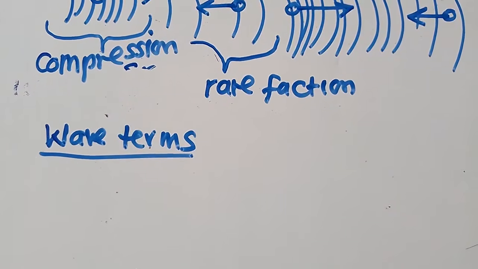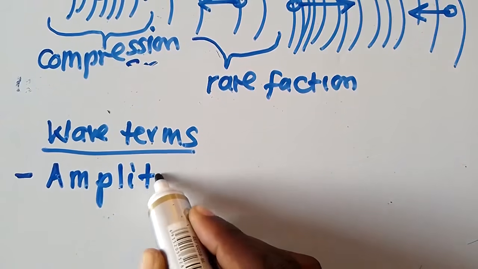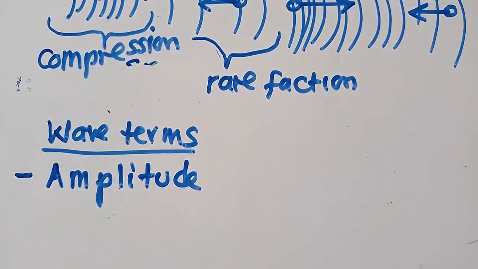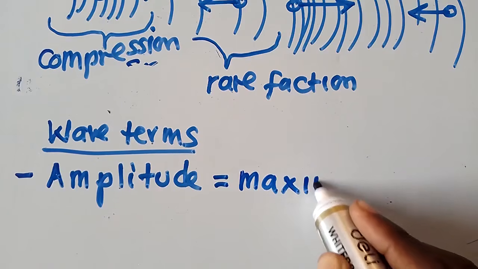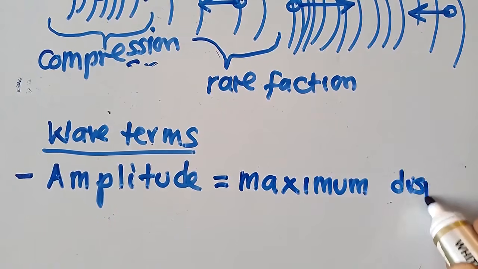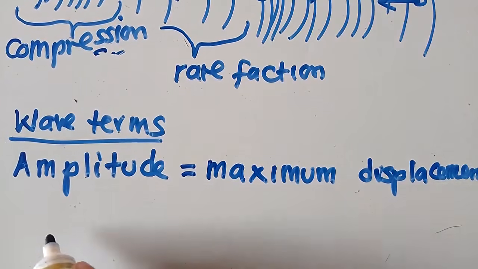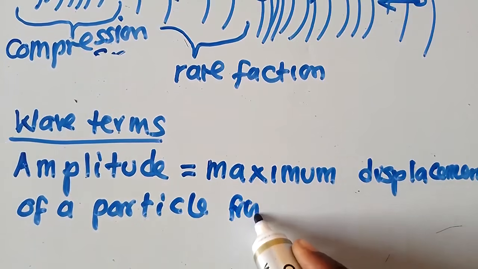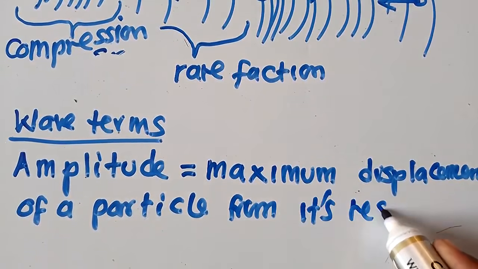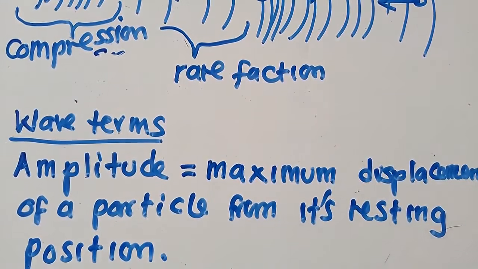The first term that we are going to start with, make sure you know all these terms and understand them, is the amplitude. So what is amplitude? Amplitude is defined as the maximum displacement of a particle from its resting position. This is what I want you to understand.